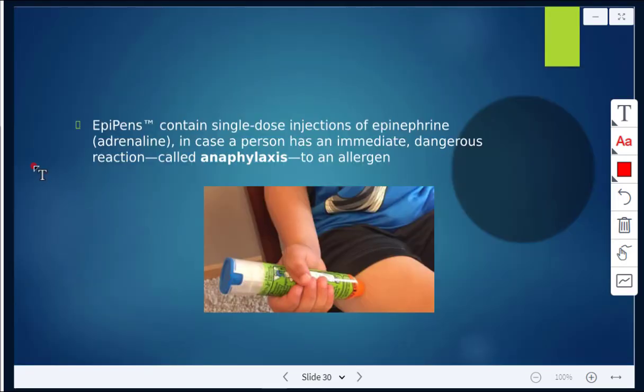This is just showing an EpiPen. It contains single dose injections of epinephrine, which is also called adrenaline, in case a person has an immediate dangerous reaction, which is called anaphylaxis, to an allergen.